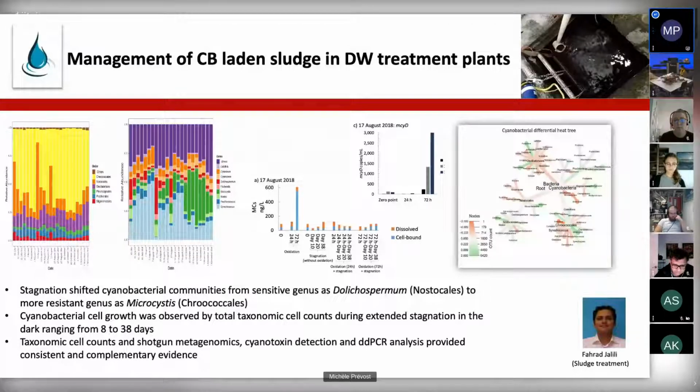And we did show that there was a clear shift in the communities from the sensitive genus such as Dolichospermum to the more resistant genus such as Microcystis during stagnation for 8 to 30 days. We also showed significant growth, which was really surprising, by traditional cell counts accompanying the stagnation shifts that we saw with the metagenomics. And we also showed that if you use this combination of shotgun metagenomics, stacked cell counts, cyanotoxins, and ddPCR, we got consistent and complementary evidence to show that there are things that should be done to prevent the growth and the toxin production during storage. That has significant direct implications for management.